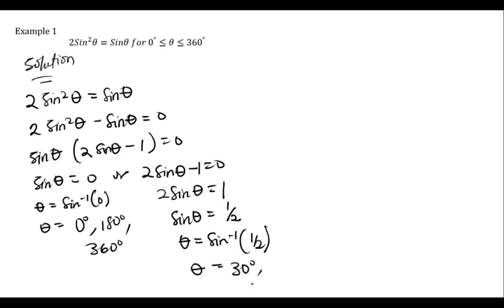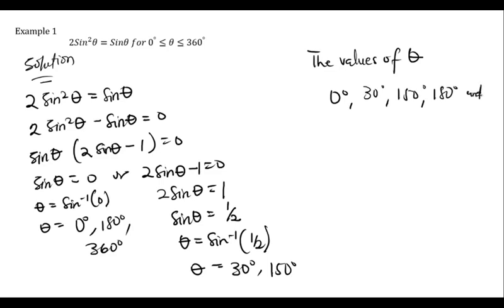So if we punch that into the calculator, we are going to get what? 30 degrees. But 30 degrees is not the only angle that can give us half. Another angle that can also give us half is 150 degrees. So it means the values of theta that will make 2 sine squared theta equal to sine theta are 0 degrees, 30 degrees, 150 degrees, 180 degrees, and 360 degrees. So this is the solution set for the angle theta.